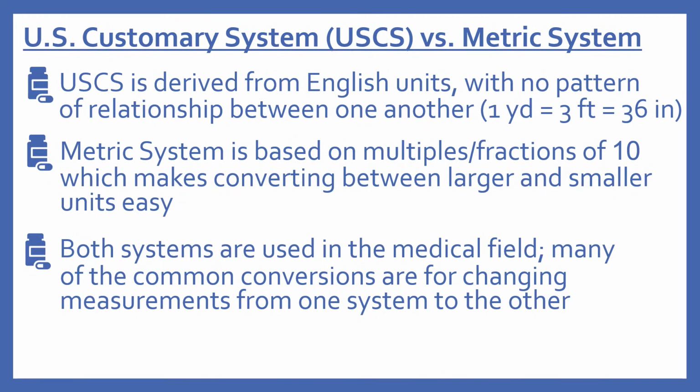Now we'll look at the different systems of measurement. There's the U.S. customary system and the metric system. These are two systems of measurement that are commonly seen. The United States customary system is derived from English units with no pattern of relationship between one another. This is the one most of us are familiar with. 1 yard equals 3 feet equals 36 inches. There's not really a pattern of numbers for equivalents. The metric system, however, is based on multiples and fractions of 10, which make converting between larger and smaller units easy. So both systems are used in the medical field, and many of the common conversions are for changing measurements from one system to the other.